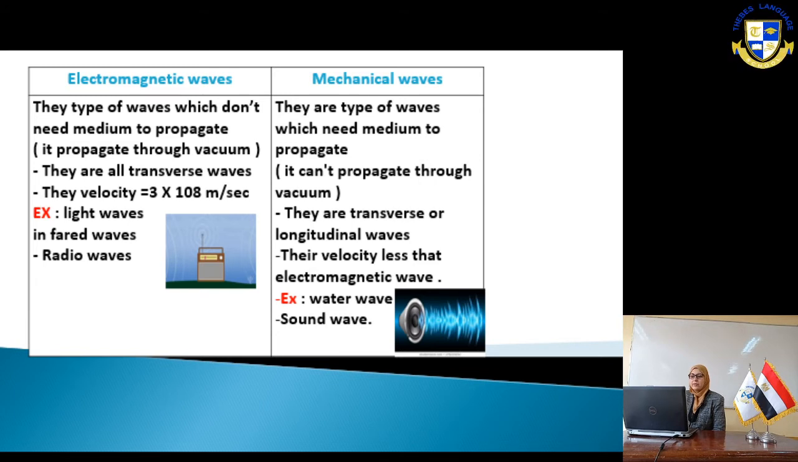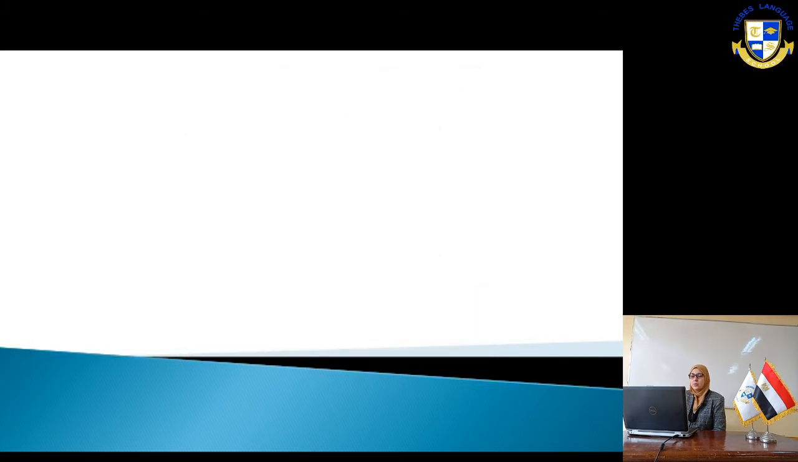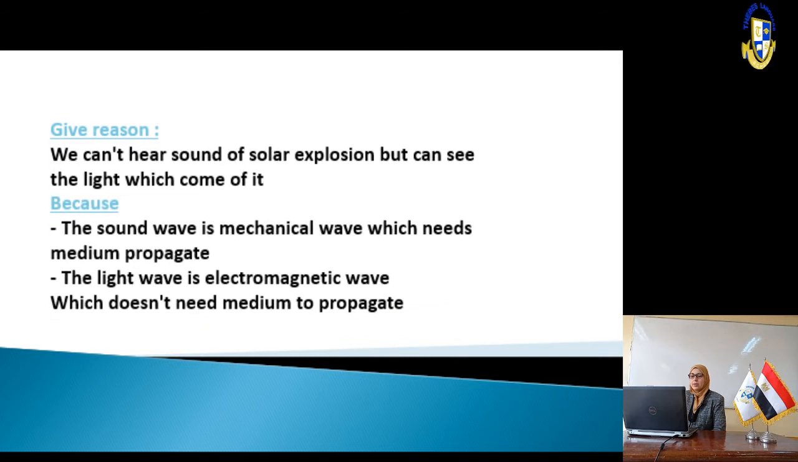Mechanical waves are transverse or longitudinal waves. Their velocity is less than the velocity of the electromagnetic wave. And we said that the velocity of the electromagnetic wave equals 3 × 10^8 meters per second. Slide number 13. Give reason. We can't hear the sound of a solar explosion, but we can see the light which comes. Because the sound wave is a mechanical wave which needs a medium, but the light wave is an electromagnetic wave which doesn't need a medium to propagate.